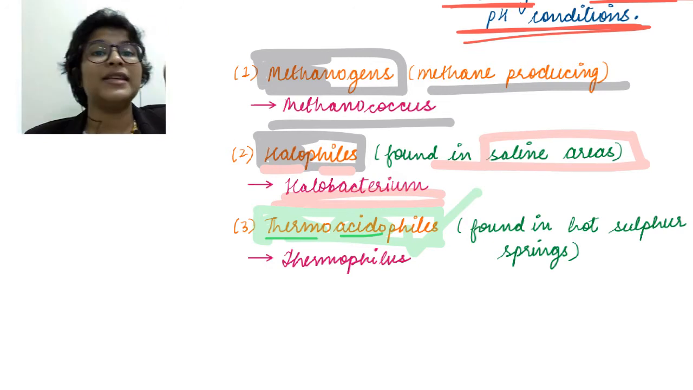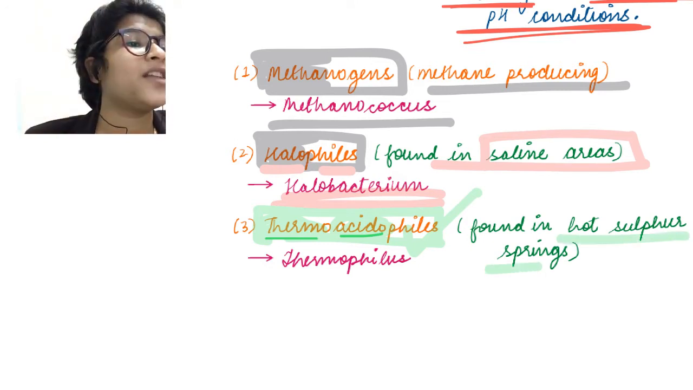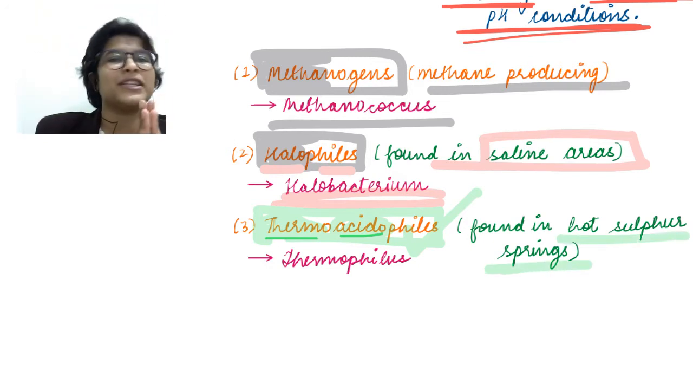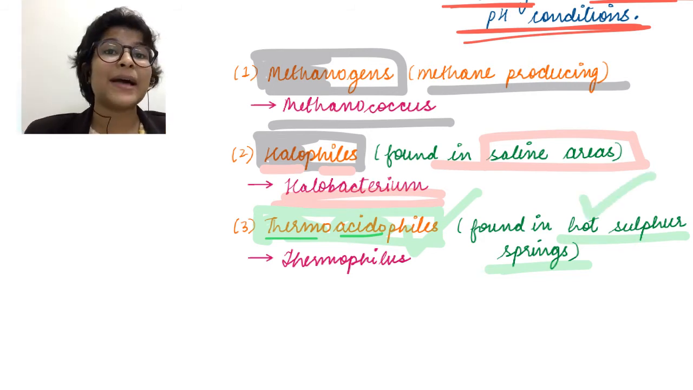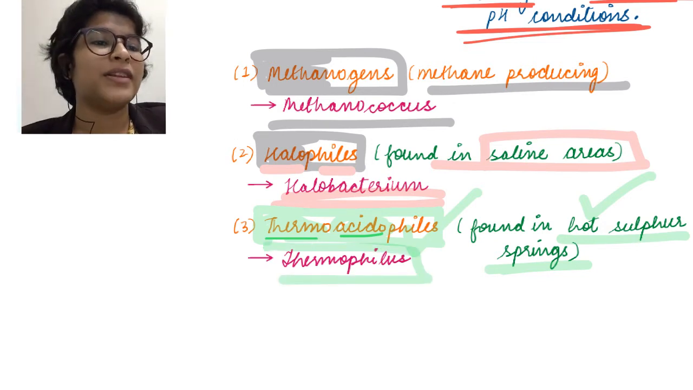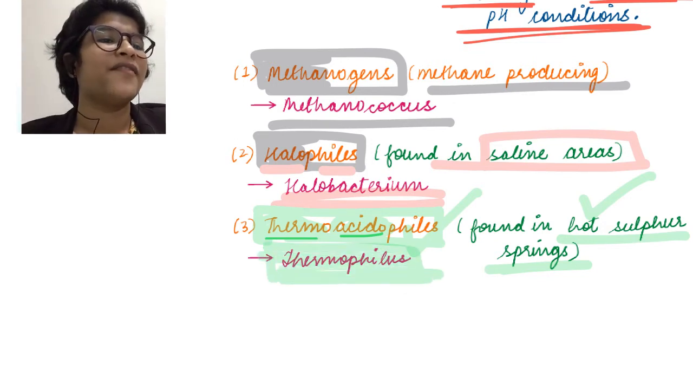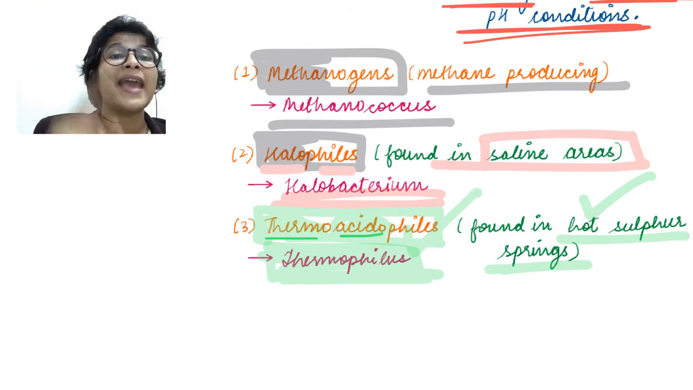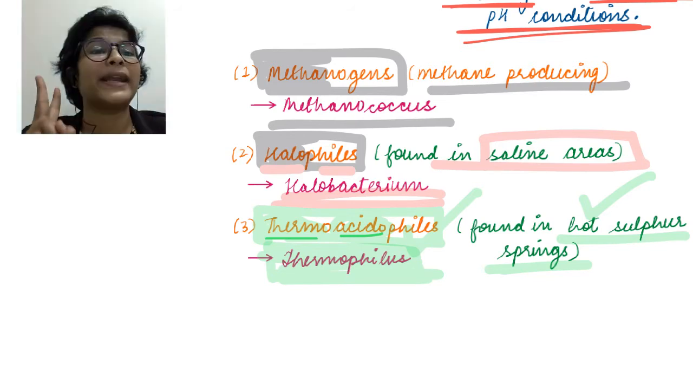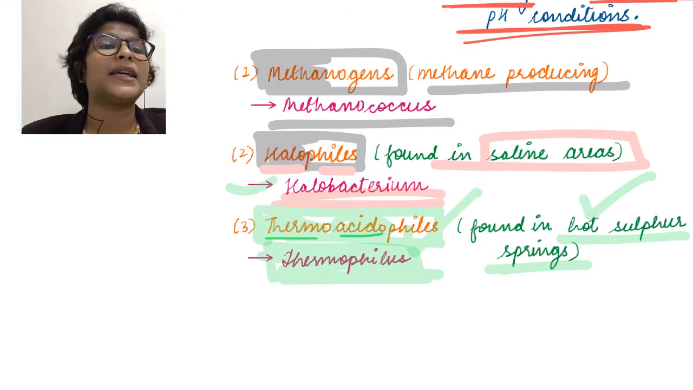ठीक है, so these are found in hot sulfur springs. This is the ideal place for such bacteria. उनको heat भी चाहिए, उनको acid भी चाहिए, ठीक है. तो they are found in hot sulfur springs. The example is thermophilus. ठीक है, very simple, right? Methanogens का example is Methanococcus. Halophiles का example is Halobacterium. And thermoacidophiles का example is Thermophilus.